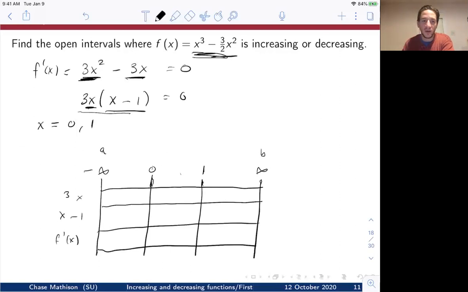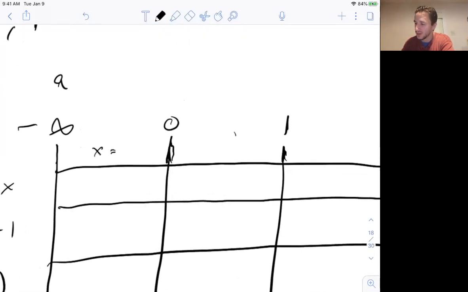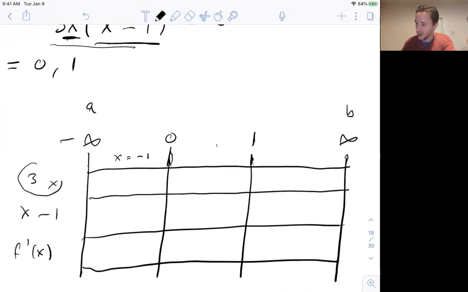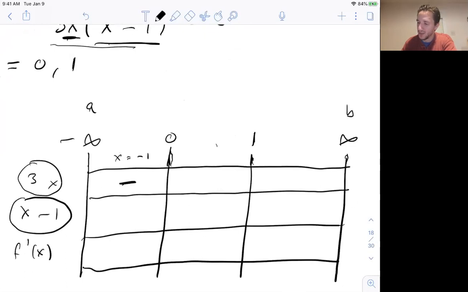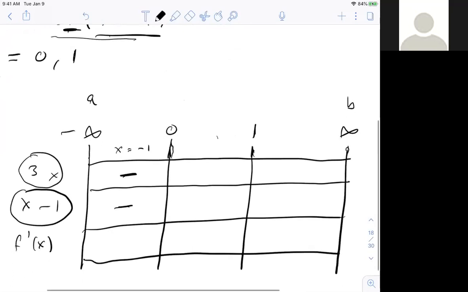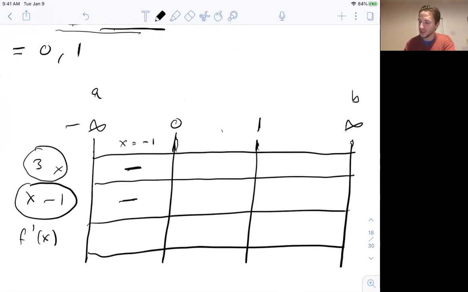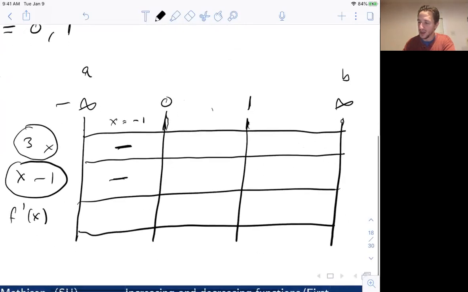All right, so let's take this one factor at a time. So first of all, what test point should I plug in between -infinity and 0? What test value should I plug in? Yes, -1. Yeah, -1 is a perfect choice. So what sign does 3x have when x is -1? Negative. Good. What sign does x minus 1 have when x is -1? Negative. So f prime of x is their product, right? So I'm going to get a negative times a negative gives me a positive.